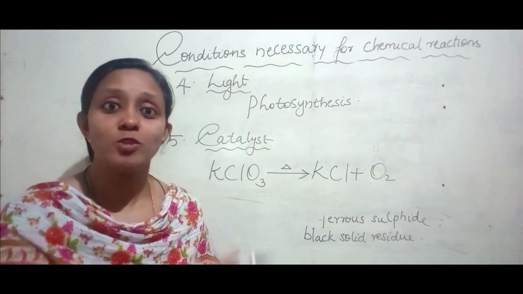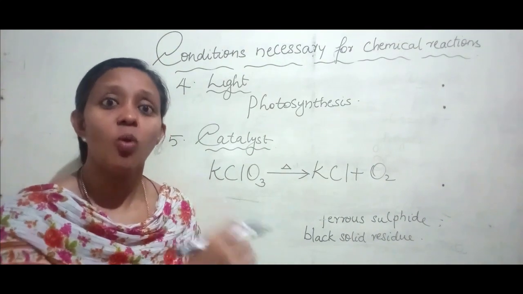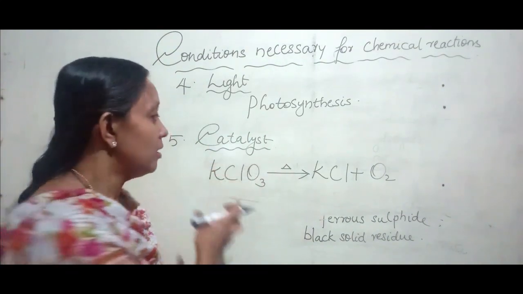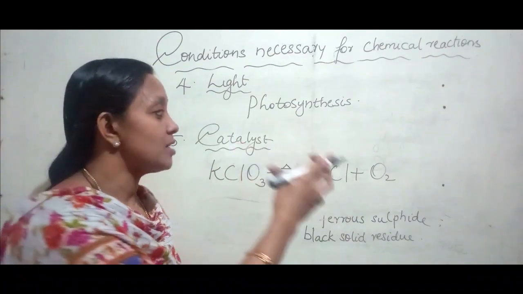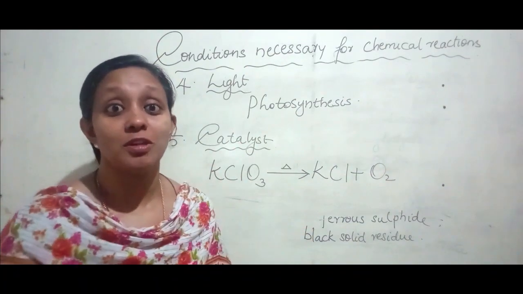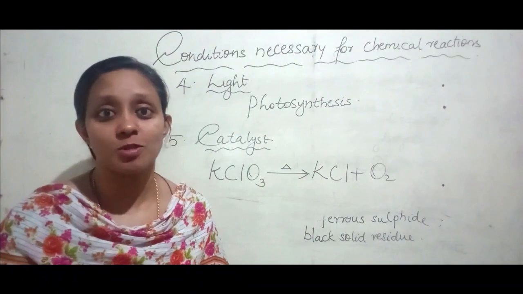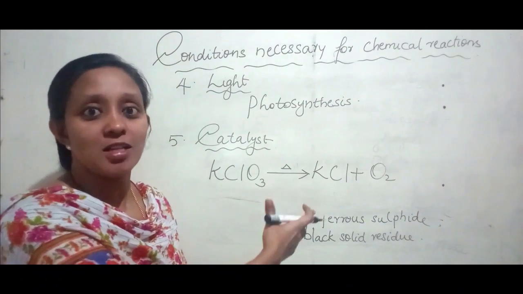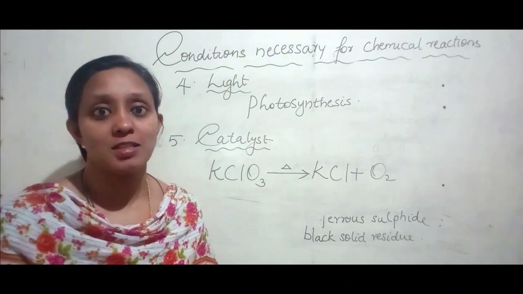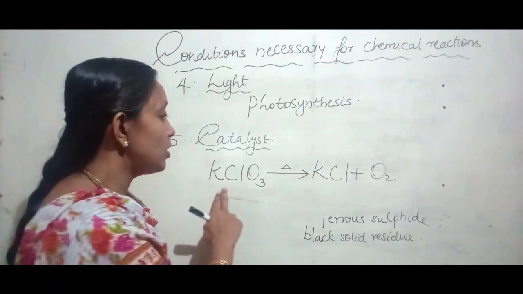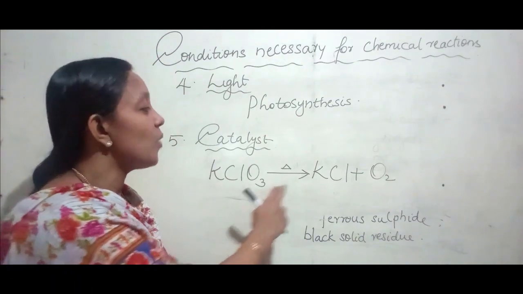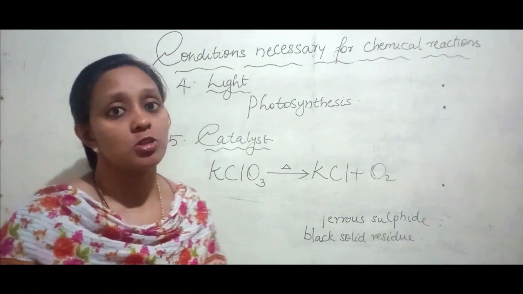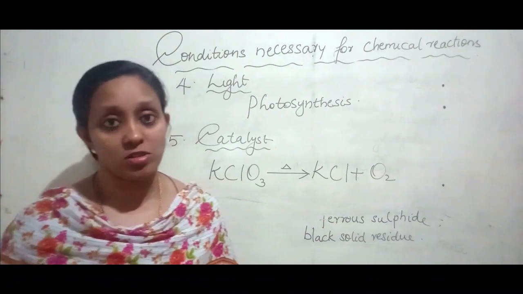Isn't it? Otherwise, you will have to write the whole word, like potassium chlorate, potassium chloride, oxygen. All these are to be written in words. It's a time-consuming process, isn't it? So I think now you can understand why I use their symbols and formulae. Okay, so here potassium chlorate, when heated, decomposes to give you potassium chloride and oxygen.